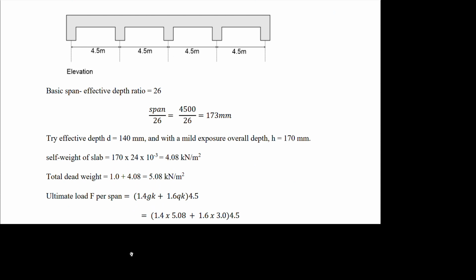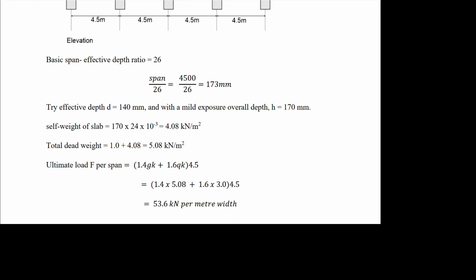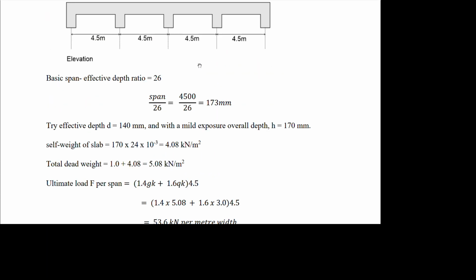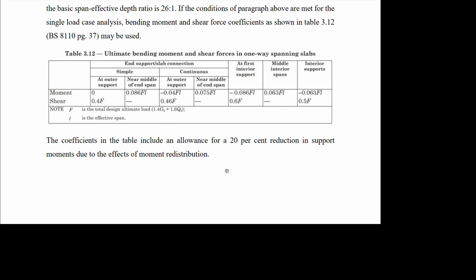Now we calculate the load per span, which is 1.4 Gk plus 1.6 Qk. So if we do that, we have 53.6 kilonewton per meter width, and then we go straight to, sorry, we check for the bending. Since the bay size is greater than 30 meters square, the spans are equal, and the imposed load is not greater than 1.25 Gk, then the moment coefficients shown in table 3.12 will be used.